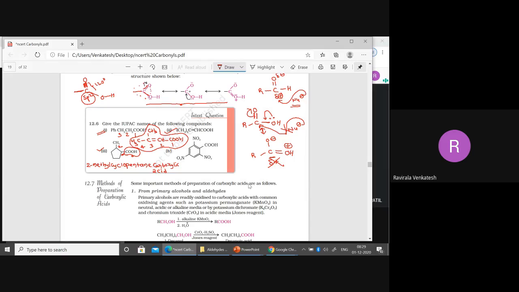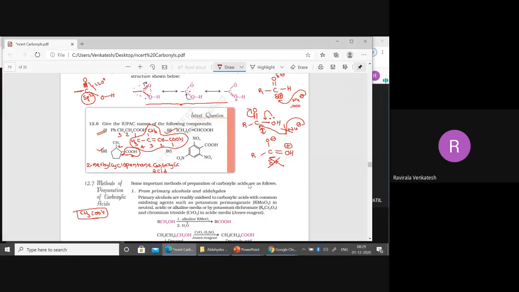If you include something, what happened? CH3COOH, you call acid. But here the COOH is not included in the root word. The root word, what have I taken here? Pentane. So pent means these carbons only I have taken. These are the 5 carbons I have taken, right?